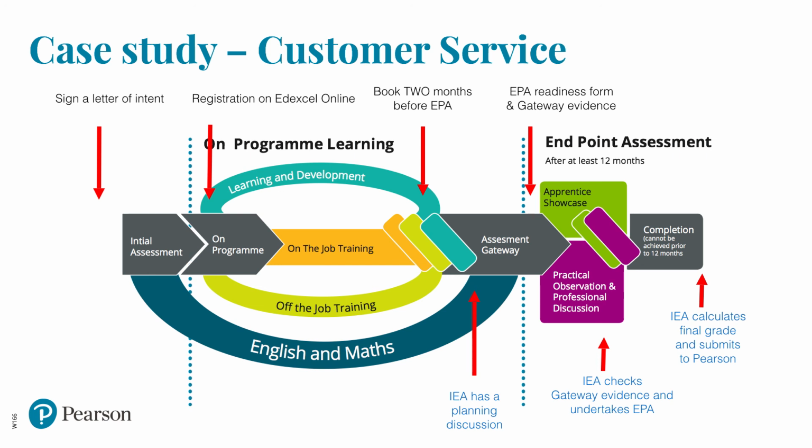At this point, we anticipate it's where you will submit your EPA readiness form and the gateway evidence and supply this to your endpoint assessor so they know that endpoint assessment is absolutely taking place. The endpoint assessor will check the gateway evidence and they will undertake endpoint assessment as agreed on the dates and as agreed during the planning discussion.